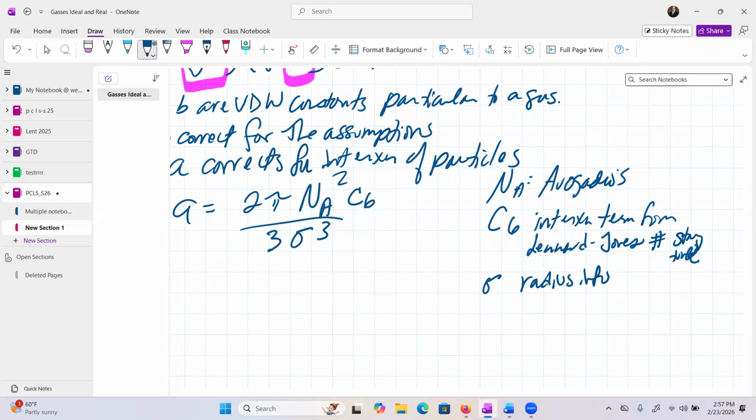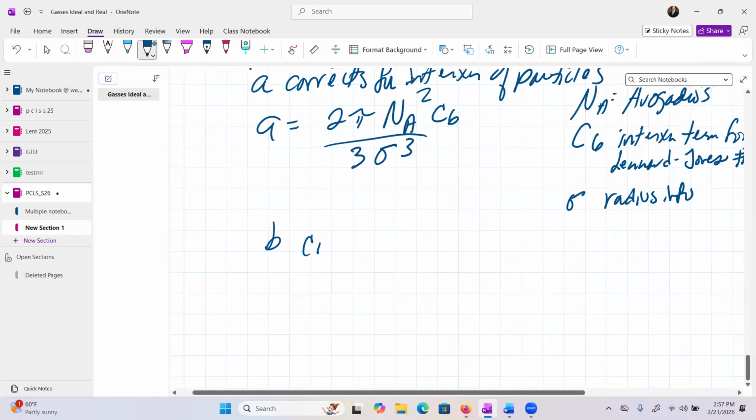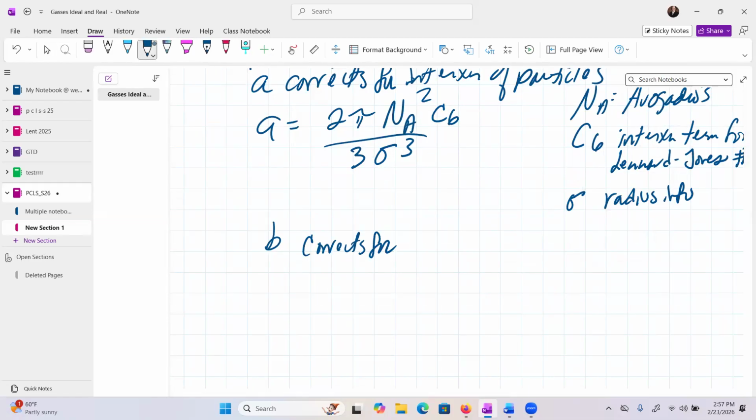We have another aspect, and that is the B. B corrects for the volume, because we had assumed point masses. So now we need to make a correction for that. So B equals 2 pi sigma cubed over 3 times N sub A, Avogadro's number. Does not look very tidy. Let me try that again. The sigma here, cubed over 3 times N sub A.